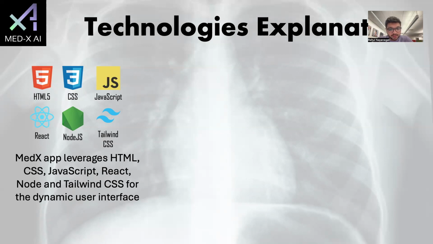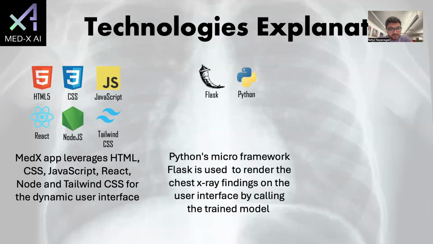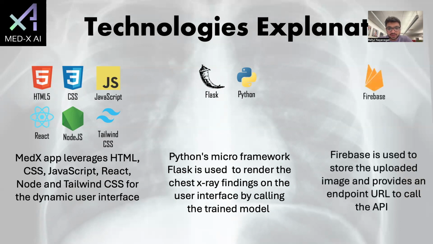So moving on to backend. We have used Python's micro framework called Flask, which is used to render chest X-ray images and their findings on the UI by calling the trained model. Moving on to database. We have integrated Firebase for secure image storage and API access. Firebase is used to store the uploaded images in a bucket, and in turn, it provides an endpoint URL we can use to call the API with that URL.